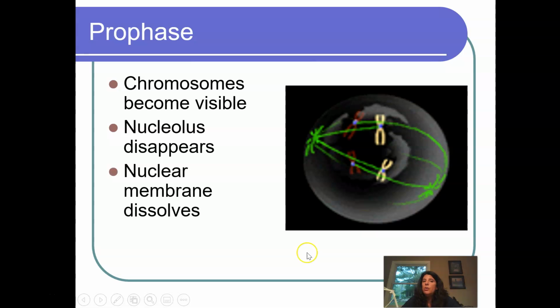During prophase, the chromosomes become visible because they're squinching together so tightly. The nucleolus of the nucleus disappears, and the nuclear membrane dissolves. So there's no more compact nucleus. All this genetic material is floating all over the cell. Spindle fibers also start to form. Think of them almost like chromosome leashes. They're going to direct the chromosomes where to go as it continues through this mitosis process.